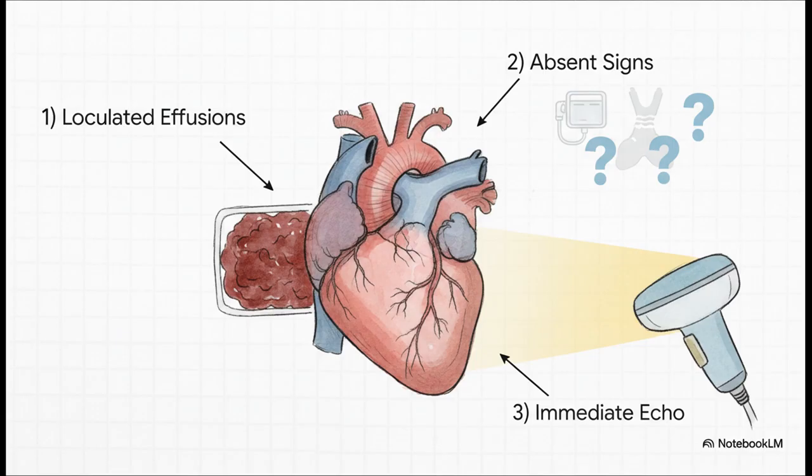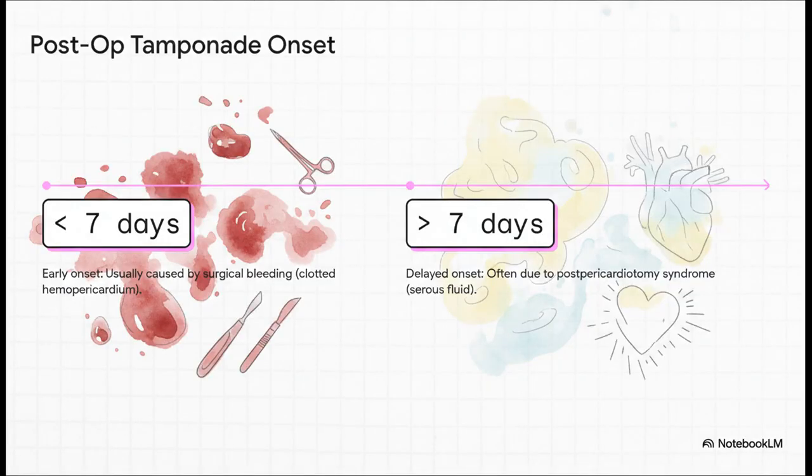fine. This means that classic sign of pressure equilibration is often absent in up to a third of cases. The open pericardium means the pressure isn't transmitted globally, and as we've said, Beck's triad and pulses are useless here. This is why your brain is your best diagnostic tool. Any unexplained hypotension or failure to wean from pressors in a post-op cardiac patient must make you think, could this be a loculated tamponade? The timing can also give you a huge clue.